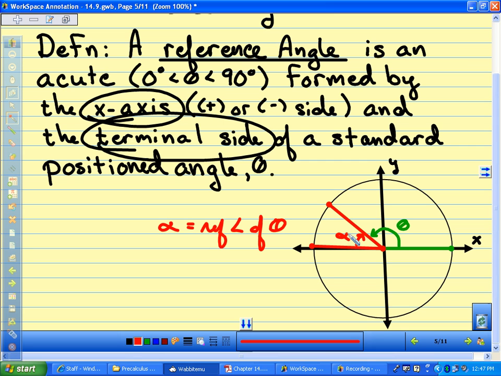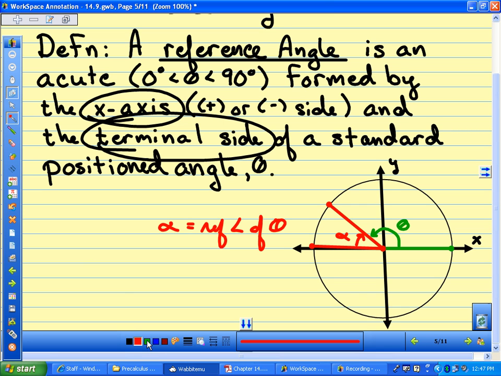The question now then is, whether we're in quadrant 2, 3, or 4, are we ever going to have to worry about a quadrant 1 reference angle? No. Quadrant 1 angles are our reference angles. We want to refer everything back into those. So all we're concerned with is quadrants 2, 3, and 4. Now, how are we going to find the measure of this angle?